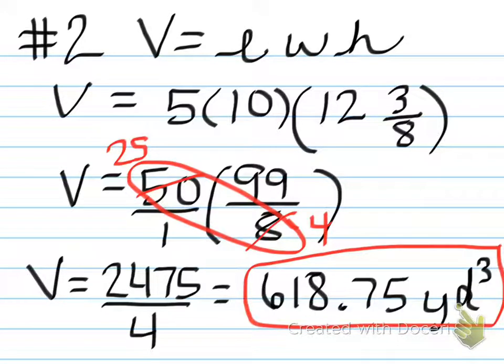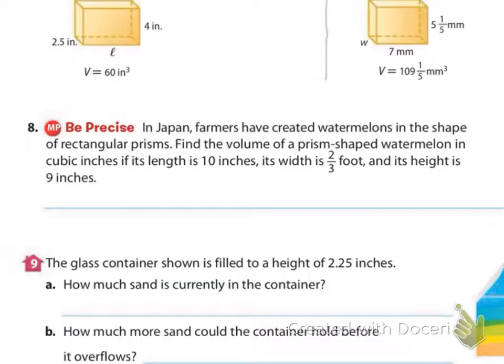So I'm left with multiplying 25 times 99, which is 2,475, divided by 4, because 4 times 1 is what's left on the bottom. When you work out the division, you should get the answer of 618 7/75 cubic yards. Okay, moving on to the next question.